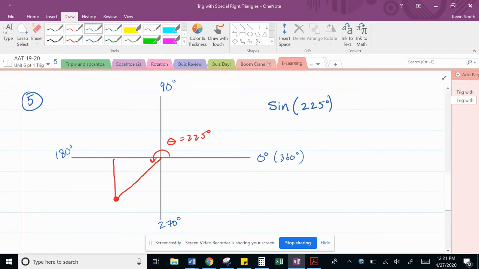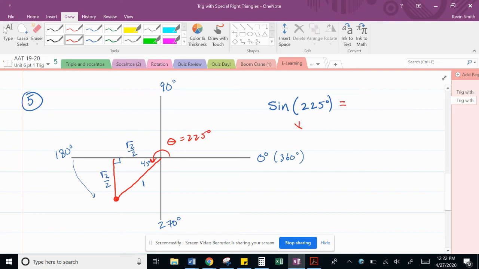What's that reference angle in there? Well, if this is 180 and then we went up to 225, that means we moved 45 degrees. So we've got a 45, 45, 90. Again, we're always going to be working with a radius of 1. And these sides will be root 2 over 2, root 2 over 2. So now we need to find the sine of 225.